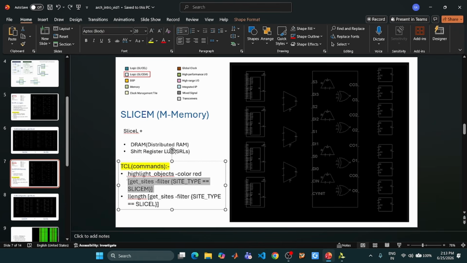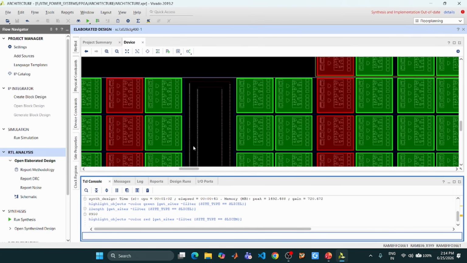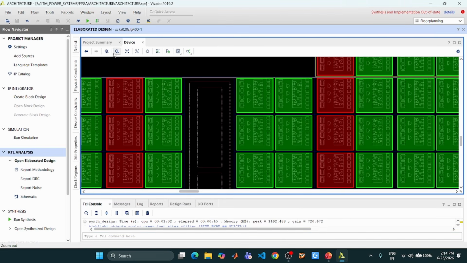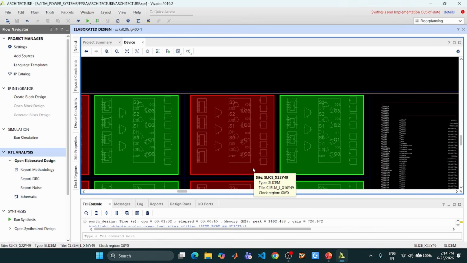Let us see the SLICEM in Vivado. Whatever gap was present beside the SLICEL before is nothing but the SLICEM. If I hover my cursor, here you can see the type is SLICEM and the tile is CLB, which is nothing but a configurable logic block. You can see previously it was LL and here it is LM. Here LM refers to a CLB which has a SLICEL and then a SLICEM. If it is LL, the CLB has a SLICEL and then a SLICEL.